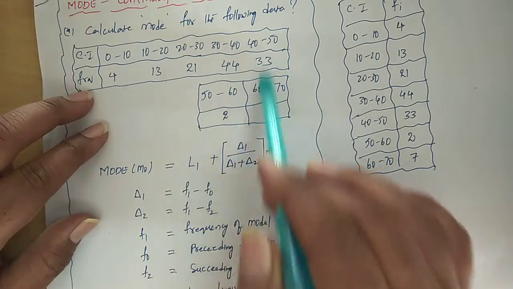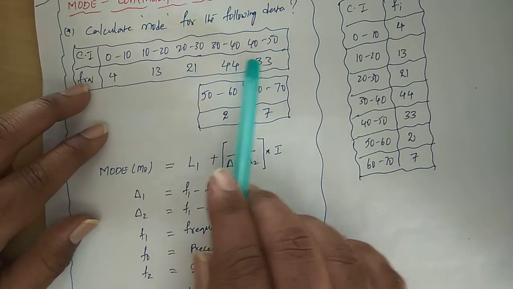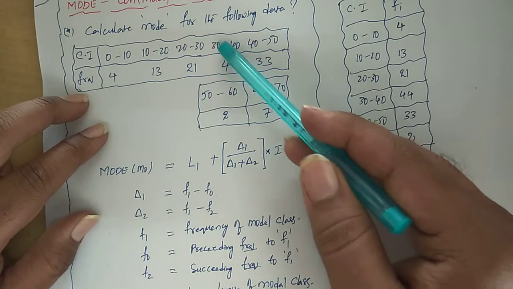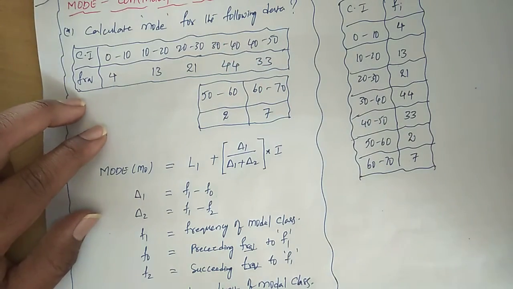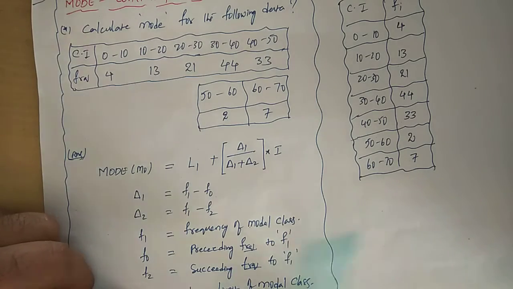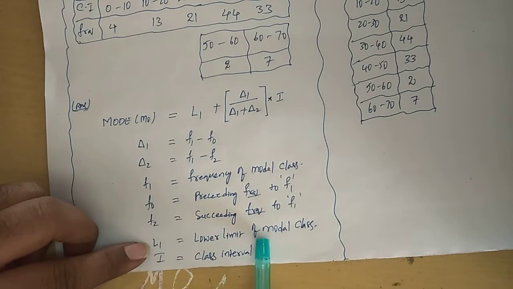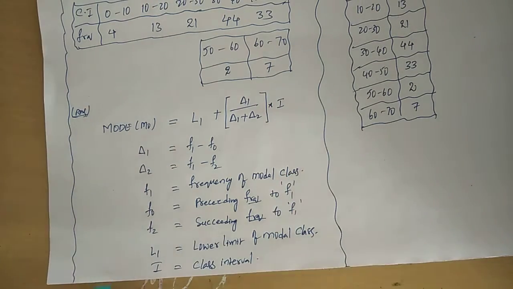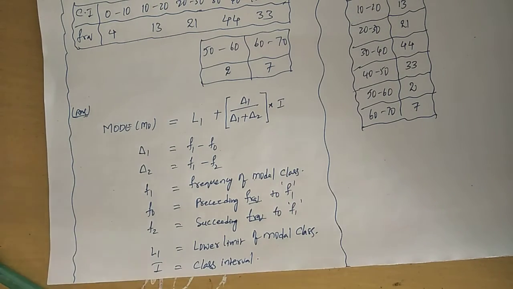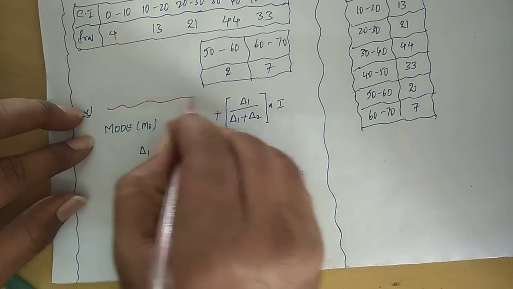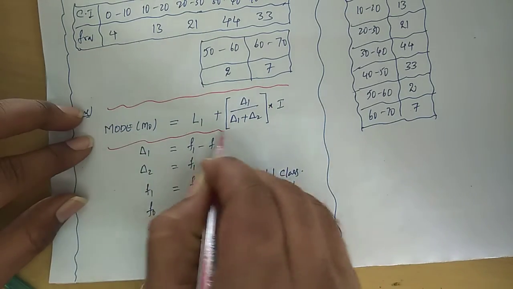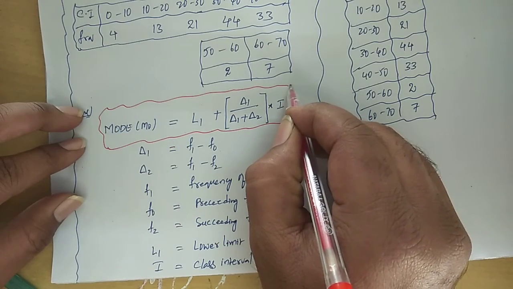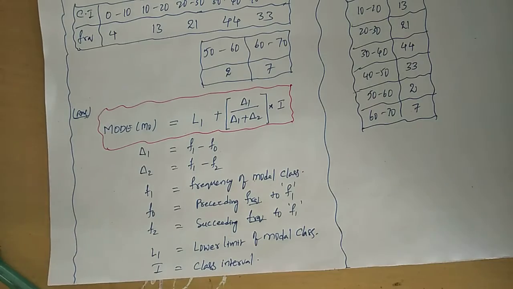Okay. Now in this problem, 4, 13, 21, 44, 33, 2, 7, if you see, the modal class is nothing but the 44. 30, 40 is going to be the class interval. Then what is L1? Lower limit of the modal class. I is going to be the class interval. So this formula you need to by heart. So mode L1 plus delta 1 by delta 1 plus delta 2. See that the denominator should not be calculated as 0.